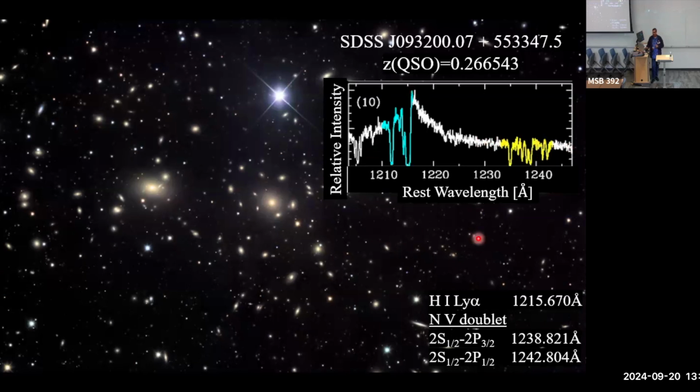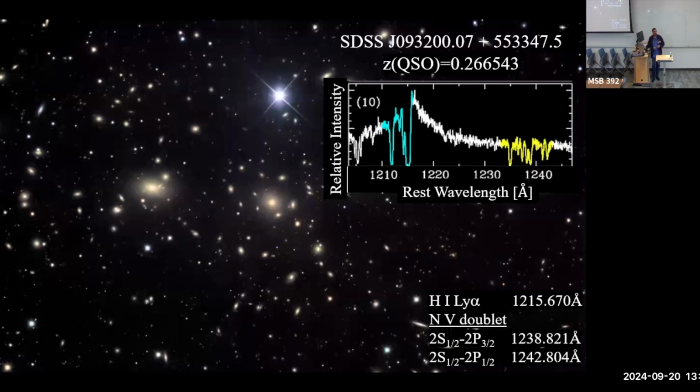Now, nitrogen 4 plus is a lithium-like ion. When the valence electron goes from the 2s state to the 2p state, it does so with a doublet. Those of you in modern physics can tell me why that is. I'll test you later. But it's a doublet, right? What's shown in cyan is absorption by neutral hydrogen, H I. What's shown in yellow is that nitrogen 5 doublet, the absorption in that doublet.